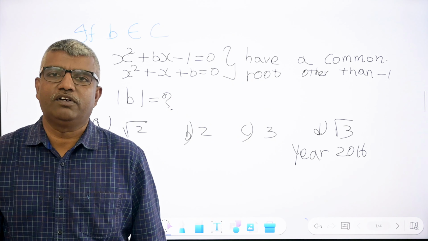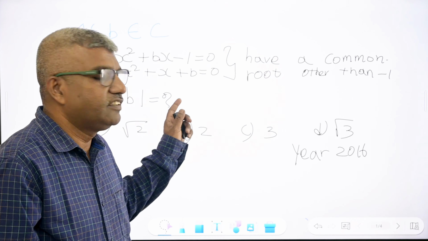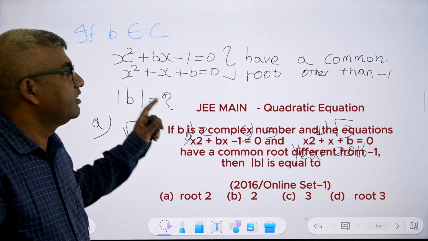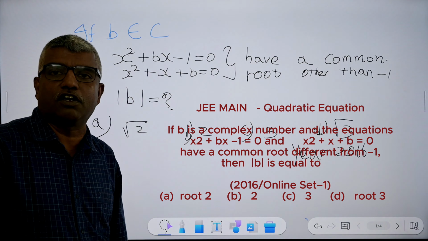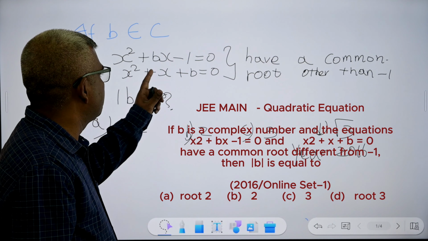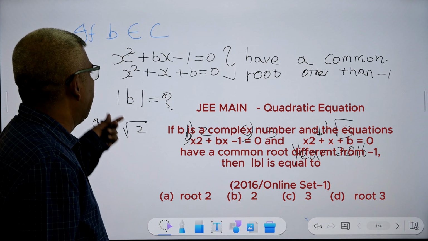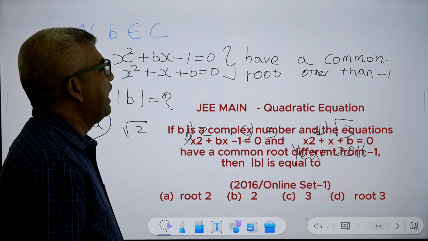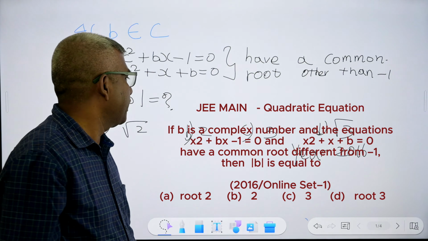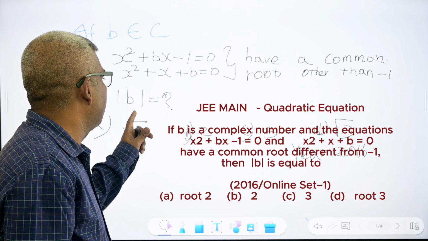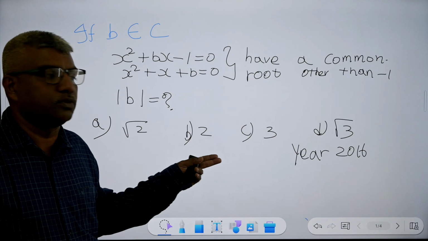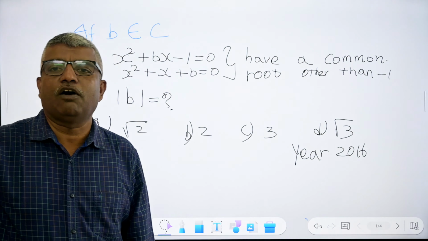In this lesson, we are going to see the year 2016 JEE Main Maths question, from the quadratic equation topic. Look at the question. If b belongs to the complex numbers, and x squared plus bx minus 1 equal to 0 and the second quadratic equation x squared plus x plus b equal to 0 have a common root other than minus 1, then what is the modulus of b? They have given options root 2, 2, 3, root 3. Okay, how to solve this question?